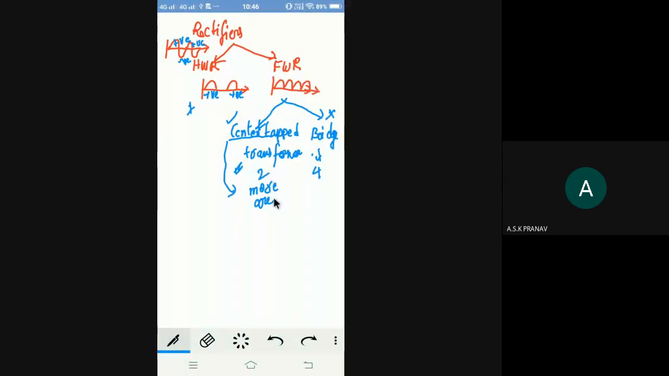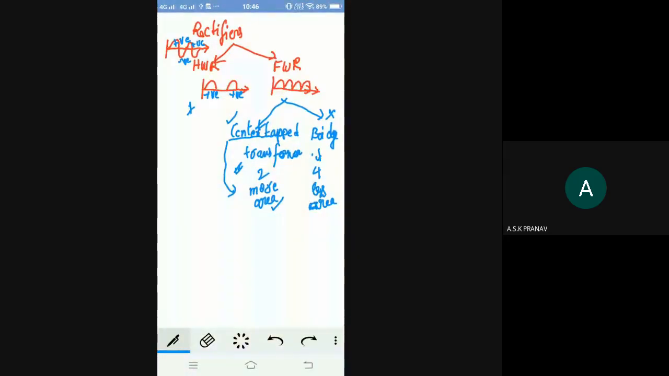A full wave rectifier made with a center tapped transformer occupies more area. Whereas in the bridge full wave rectifier, we do not use the center tapped transformer, so the bridge full wave rectifier occupies less area. This is the main difference between the center tapped transformer and bridge full wave rectifier.